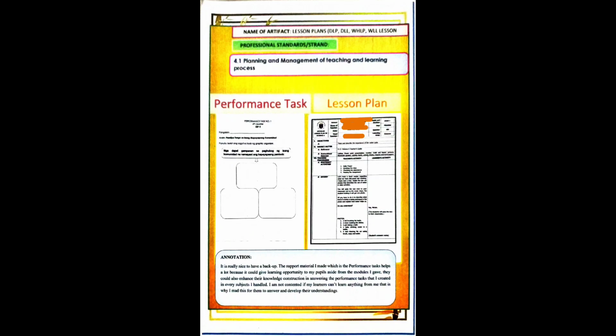Next artifact is also all about lesson plans. So it is the same. So we have the planning and management of teaching and learning process. The MOVs that I presented are all about performance task and lesson plan with annotation. So here they are. I presented three papers or MOVs. It is composed of two lesson plans and one performance task.